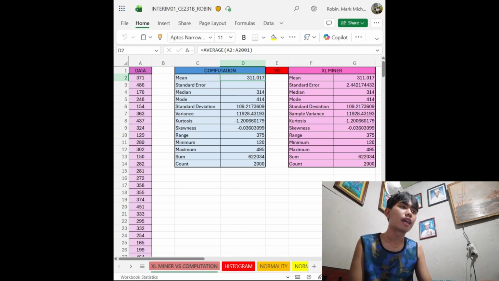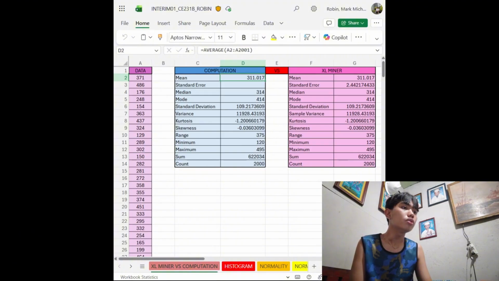Good day. Today I will present my analysis for Interim 1, covering a dataset of 2000 that Sir Ken gave to us. The goal of this study was to move from raw data to a fully validated statistical model, testing for normality and comparing various probability distributions.